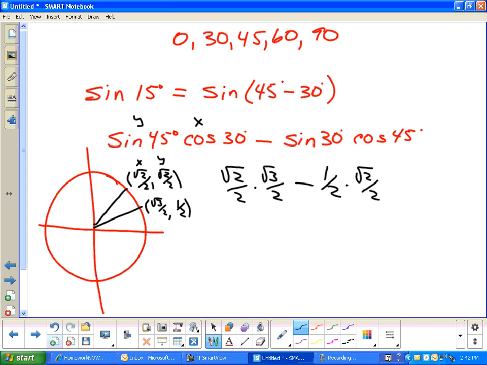Now, if you've forgotten your square root properties, when you multiply square root of 2 times square root of 3, it's square root of 6. 2 times 2 is 4, multiplying fractions. 1/2 times square root of 2 over 2 becomes square root of 2 over 2 times 2, which is 4. If you want, you can simplify this down to radicals.